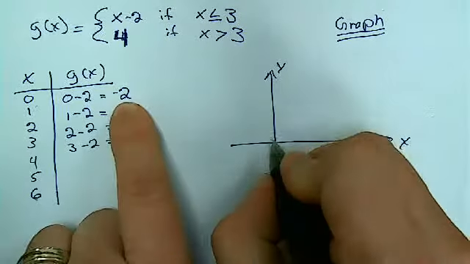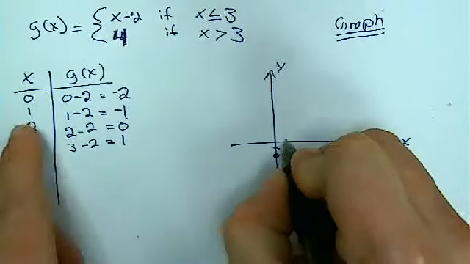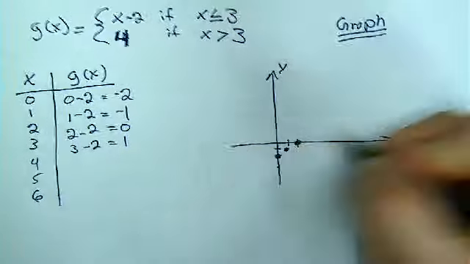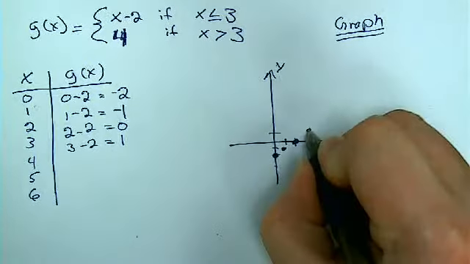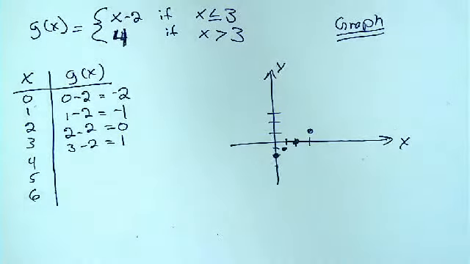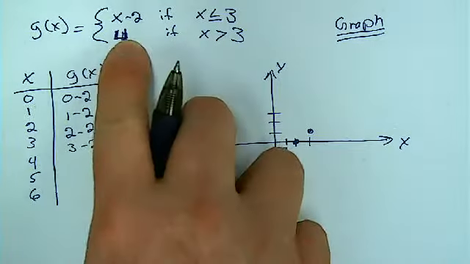So at x is 0, I have negative 2. X is 1, I have y is negative 1. 2 comma 0. 3 comma 1. It's 4 and 4. If x is greater than 3, then the outputs are all 4.